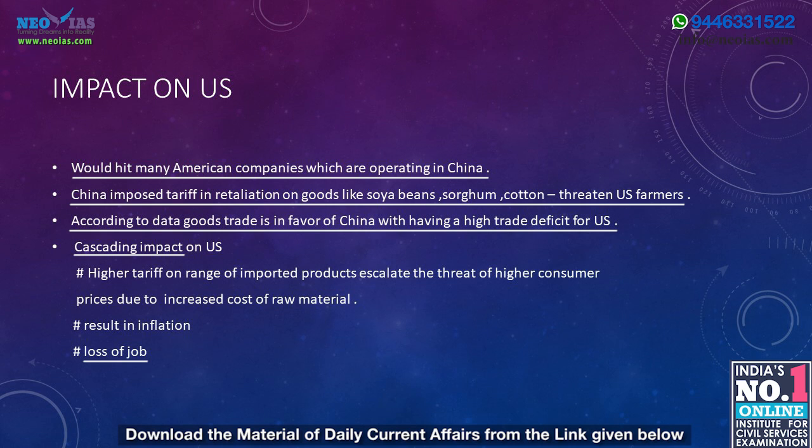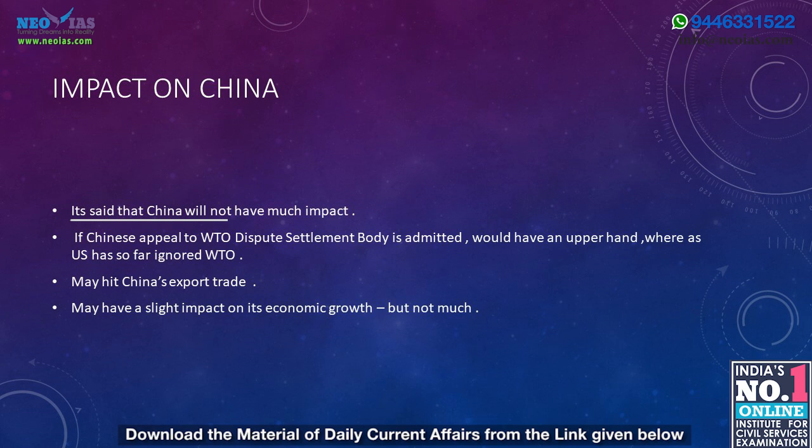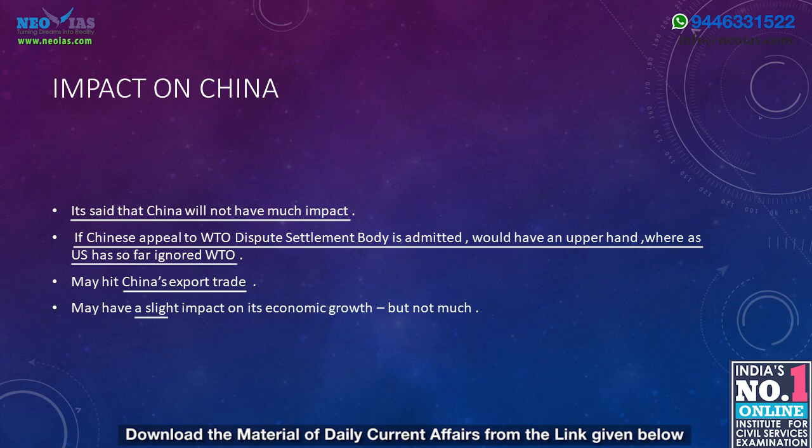So next we will see the impact on China. It is said that China will not have much impact, and as per reports, China would appeal to the WTO dispute settlement body for adjudication, and if the appeal is admitted by the WTO, China will have the upper hand, whereas the US has so far ignored the WTO. And still, there will be some impact on China's export trade as it is losing the US market, and a slight impact on economic growth, but not much impact, and there is a chance of some collateral effect on the confidence of people also. Now let us see the impact on India.